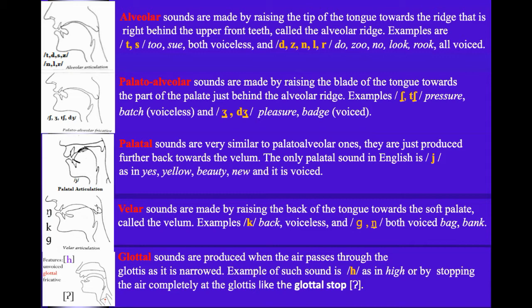Velar sounds are made by raising the back of the tongue towards the soft palate, called the velum. Examples of such sounds are k, like in back, which is voiceless, that is, produced without vibration in the vocal cords, and g and ng, and both are voiced, like in bag and bank. Glottal. Glottal sounds are produced when the air passes through the glottis as it is narrowed. Examples are h, as in high, or stopping the air completely at the glottis, like in the glottal stop, like in what.